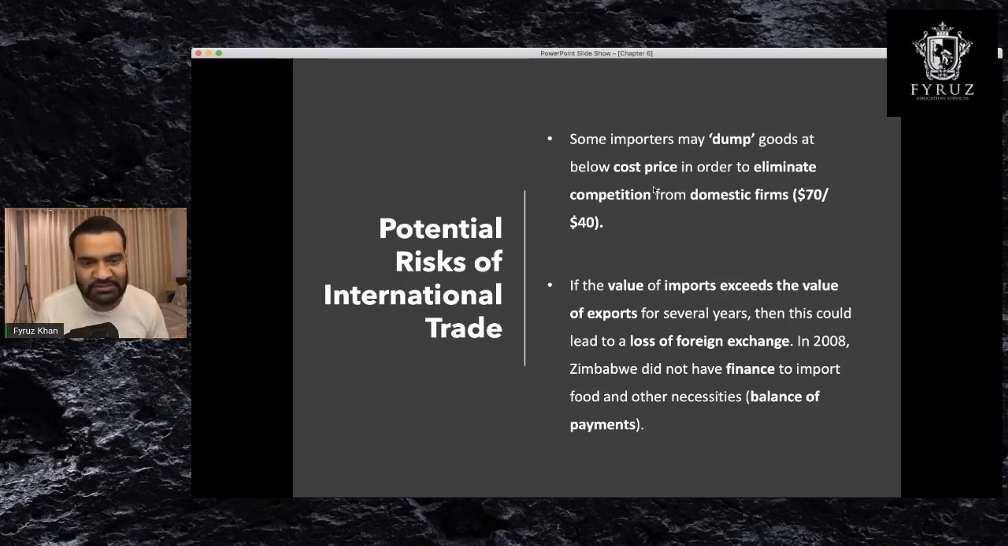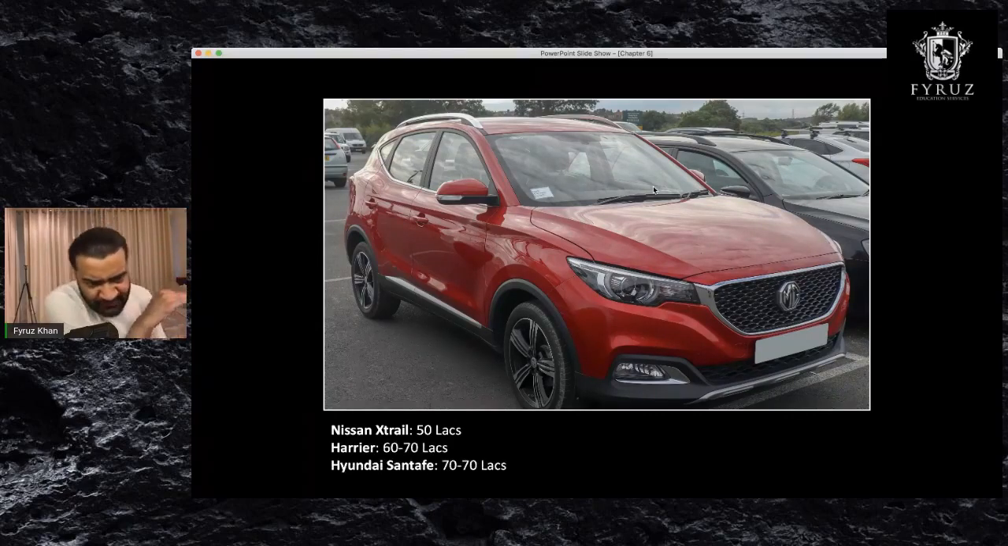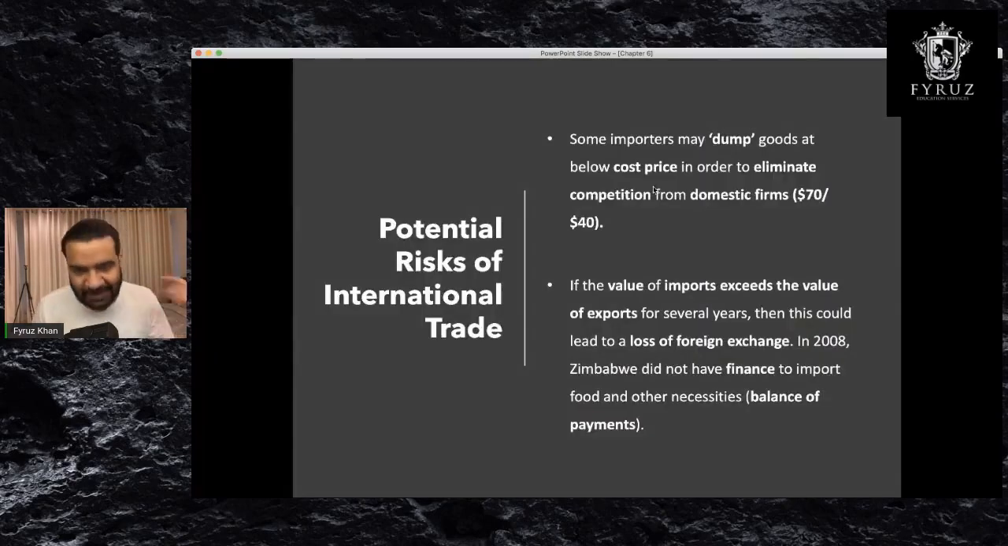What MG did was, I think they priced their product at a very, very lowest range. So international brands like MG can do that, and therefore domestic companies will face a lot of problem. Okay, because they will not be able to compete with a brand like MG.